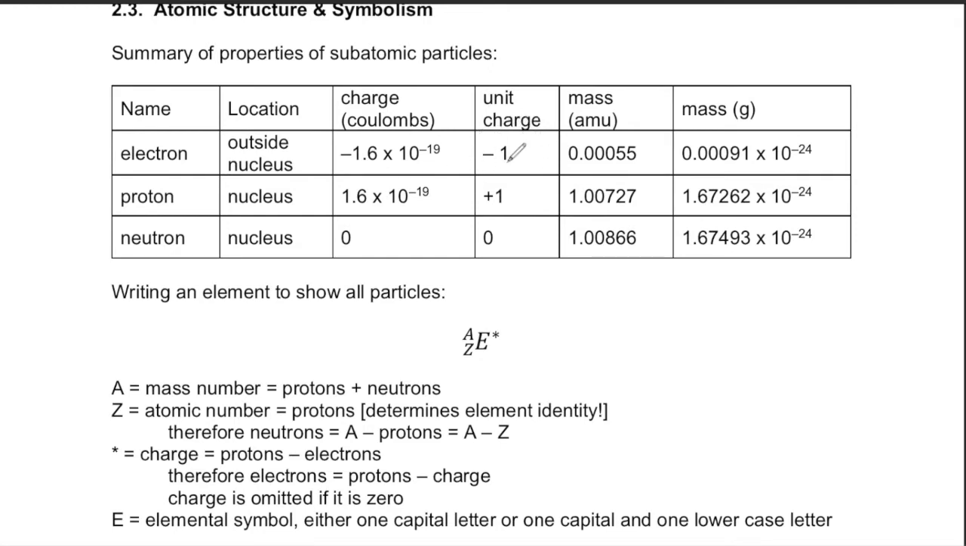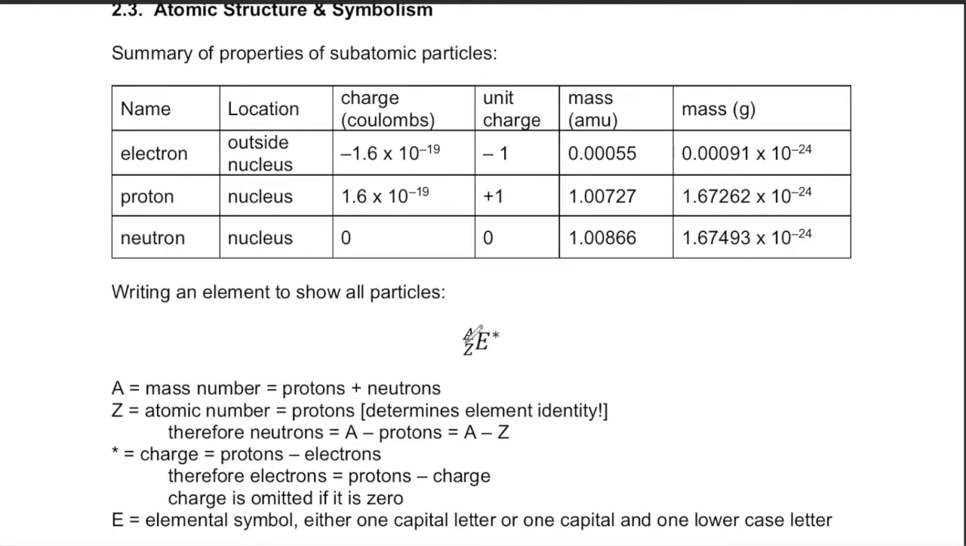So the electrons have a -1 charge and the protons have a +1 charge. This is just a relationship to physics if you are interested. Then we have the mass. The electron has hardly any mass compared to the proton and the neutron. It does have some, but it's much, much smaller.